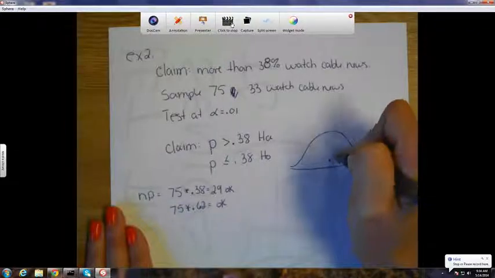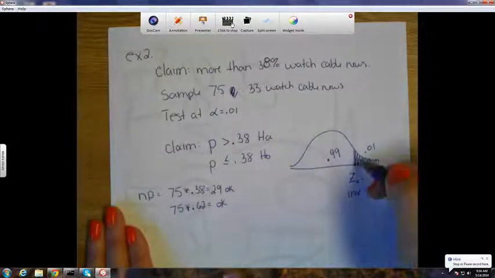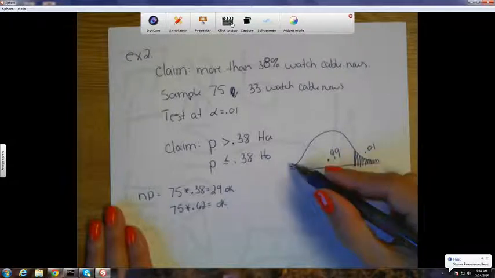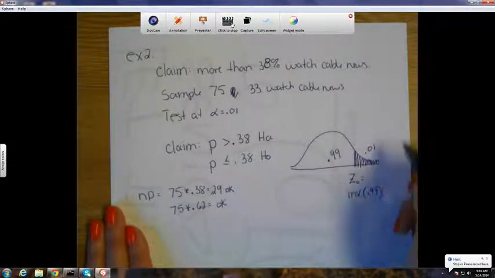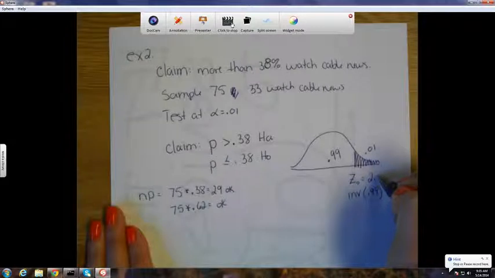0.99, what's behind you. You know it's positive. If you do the 0.01, it's just going to give you the negative one. I'm close. I got about 5 minutes. Maybe less. What do we got here? 2.33.